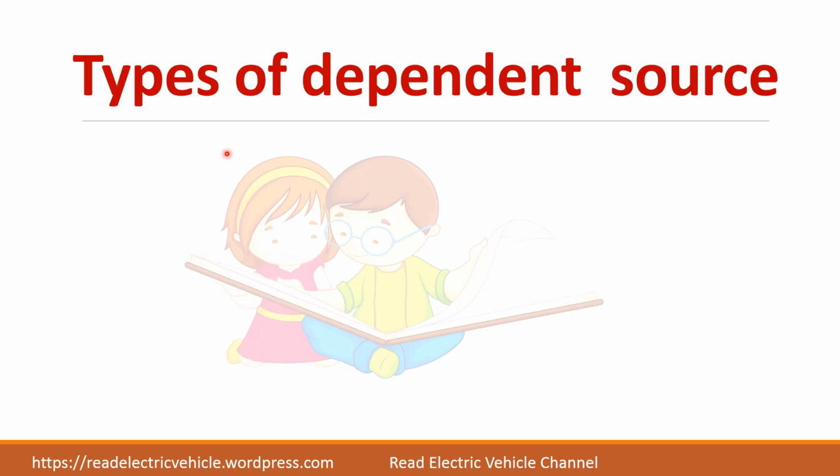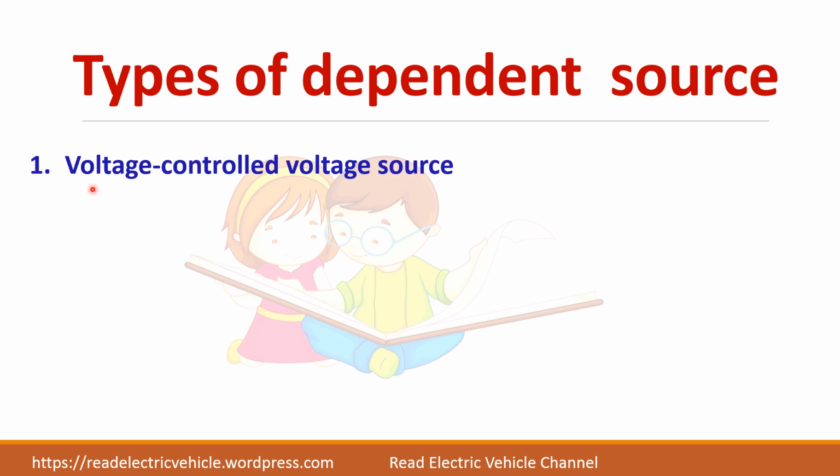There are four types of dependent source. One is the voltage controlled voltage source. It means that it is a voltage source, but its value depends upon the voltage across some other element in the circuit. So this will be represented by V is equal to K times V1. This K is some number. It may be 1, 2, 3, 4, something. So V is equal to K times V1. So it is a voltage source whose output voltage depends upon voltage in some other part of the circuit.